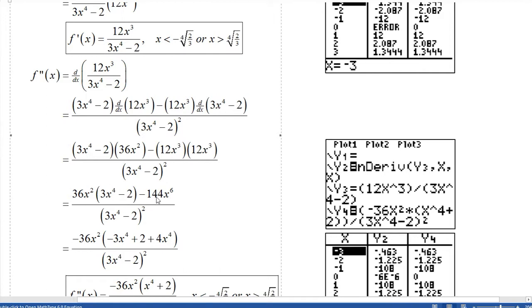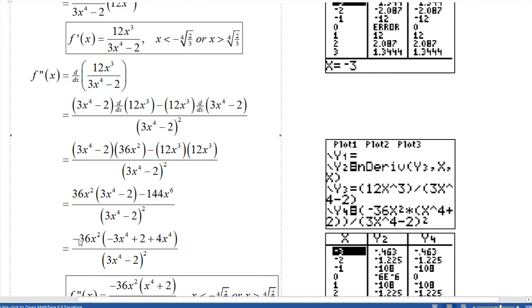And notice out of these two terms in the top, the two terms are separated by this subtraction right before the 144. And they both have a 36 and an x squared I can factor out. In fact, I'm going to factor out a negative 36x squared. So that means I'm going to divide this out, it'll cancel. This negative here is going to change the signs here. So we get negative 3x to the fourth and plus 2.